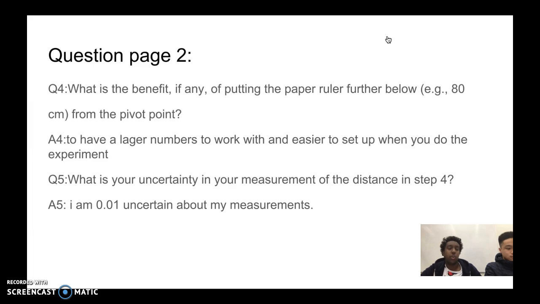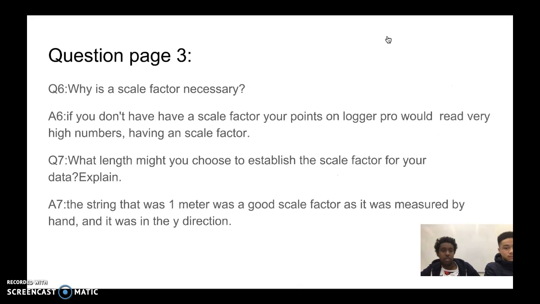We thought we were pretty sure about our measurements, so we said around 0.01. And why is the scale factor necessary? It's because if you don't have a scale factor, your points on Logger Pro would read very high numbers. Having a scale factor would help it become more precise.